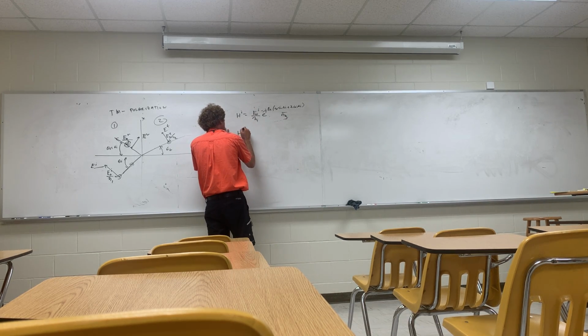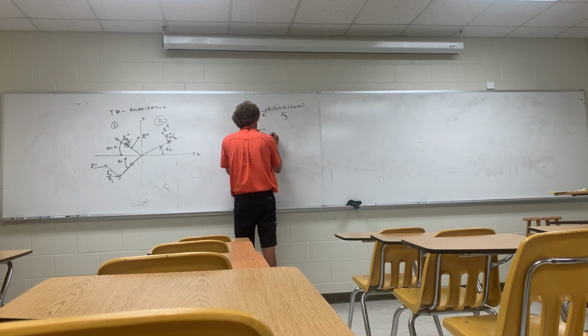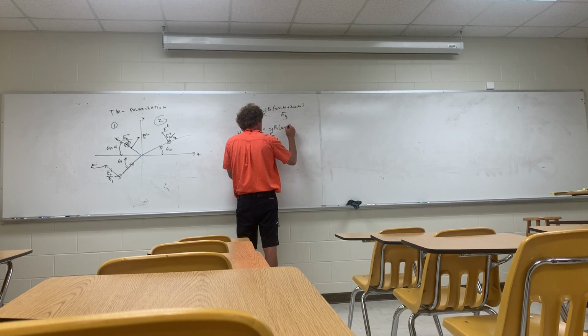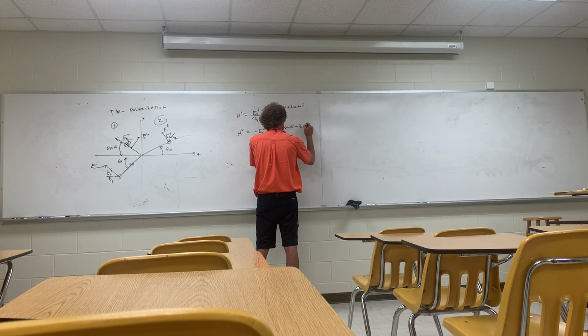The actual reflected magnetic field is going to have minus E naught reflected over eta 1. It's going to be e to the minus j beta 1 x sine of theta reflected, but you can put theta incident because of the same angle. But then it's going to be minus z times cosine of theta reflected, or theta incident. Might as well put theta incident. And it's going to be a y, but it's negative.